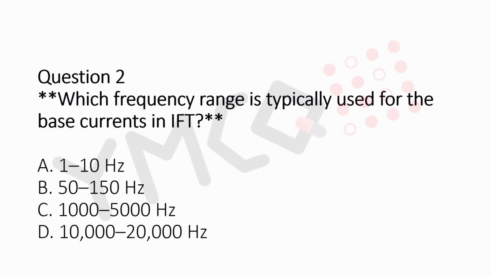Option A, 1 to 10 Hz. Option B, 50 to 150. Option C, 1000 to 5000. Option D, 10,000 to 20,000 Hz. And the answer is option C, 1000 to 5000 Hz. Now let's move to question number 3.